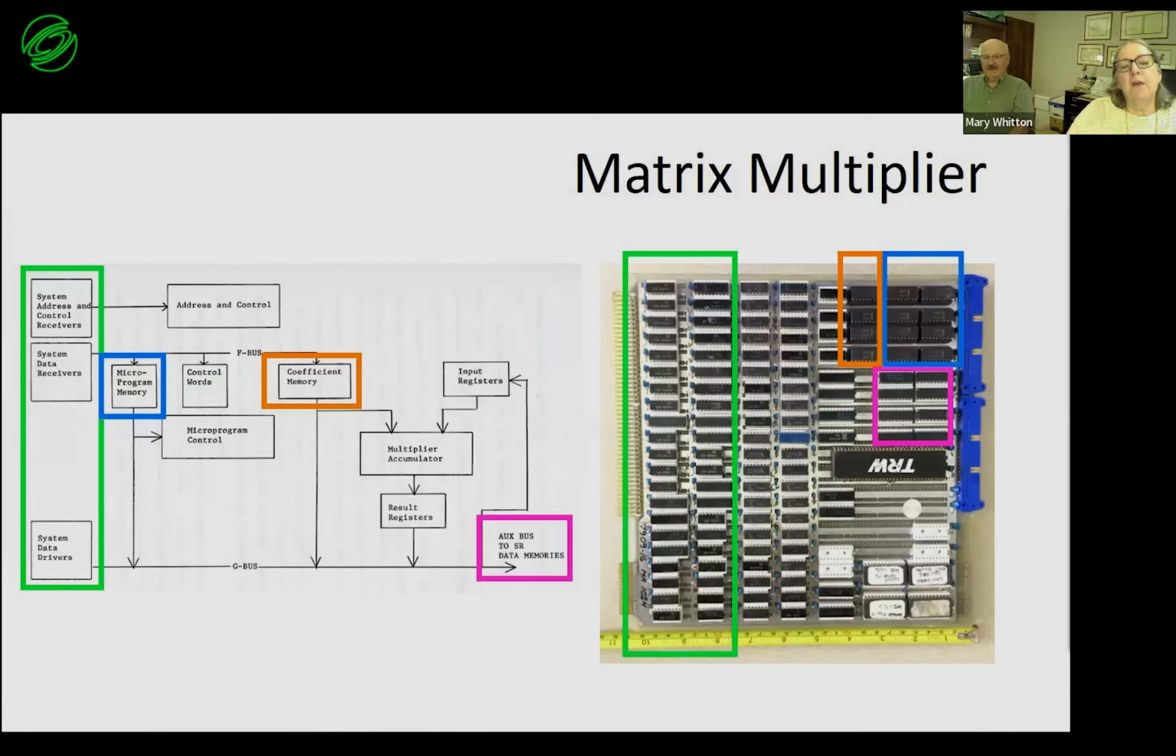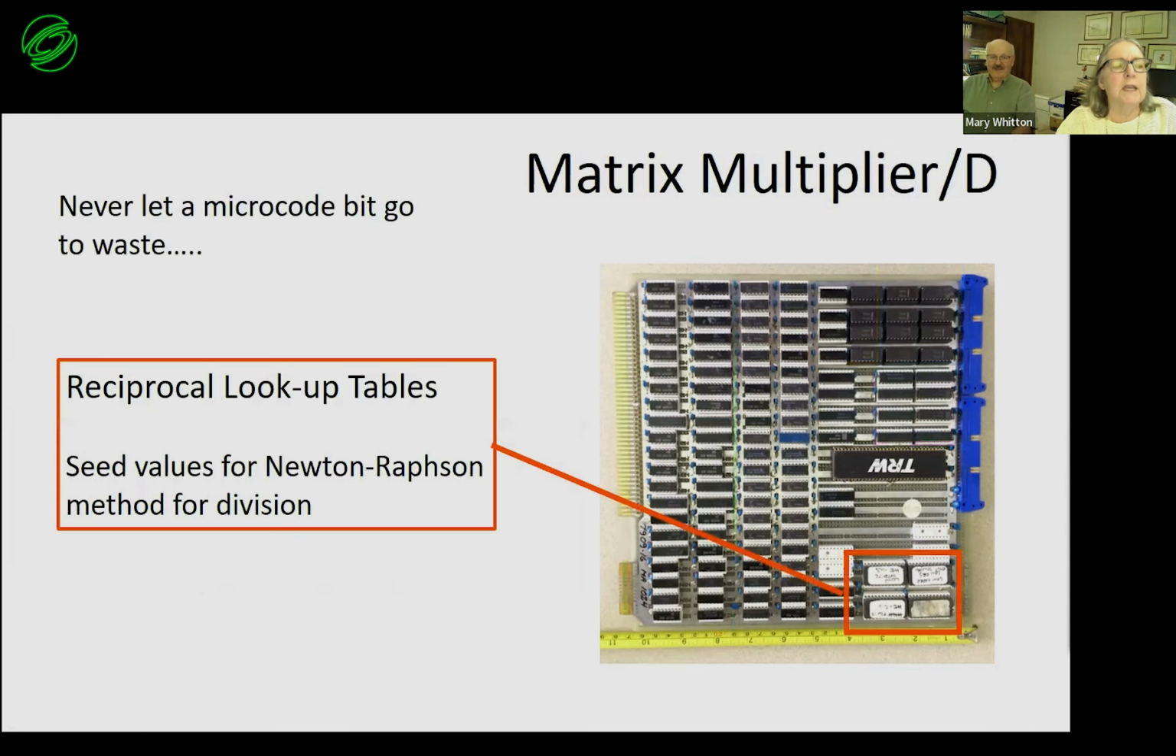So an idea of how this maps to the actual board, we flip the board around now so it lines up better. The green is the control logic for the main bus. The purple is for the auxiliary bus to the static RAM. The blue is the program memory. The red is the coefficient memory. Now that scruffy looking stuff down in the lower right are some PROMs. So just remember that there was one more bit of microcode memory.